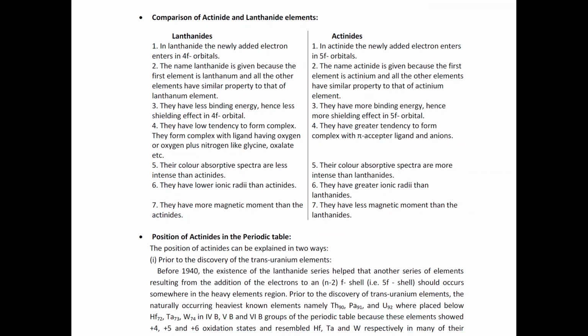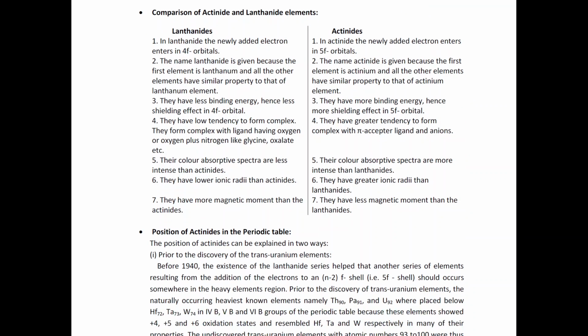This is the difference in a table of lanthanides and actinides. In lanthanides, a newly added electron enters the 4f orbitals. In actinides, a newly added electron enters the 5f orbitals. The name lanthanide is given because the first element is lanthanum and all the other elements have properties similar to that of lanthanum. The name actinide is given because the first element is actinium and all the other elements have properties similar to that of actinium. They have less binding energy, hence less shielding effect in the 4f orbital.